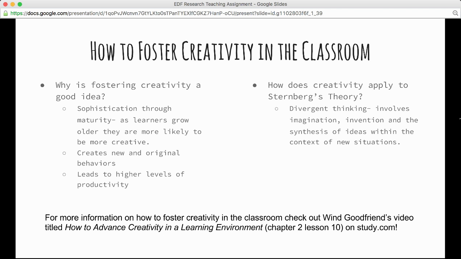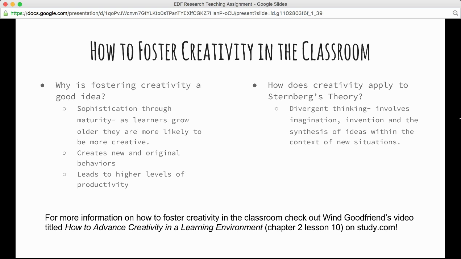So how can we foster creativity in the classroom? We can first look at why fostering creativity is a good idea, and that is because of sophistication through maturity. So as learners grow older, they're more likely to become more creative. This will create new and original behaviors and finally lead to higher levels of productivity.